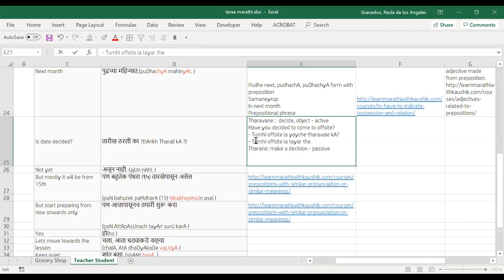Offsite la, yaila. Are you ready for coming? Yaila. Tayar ahatka. Are you ready? Oh, there is no taravale here. No, there is not. Okay. Tayar ahatka. Are you ready for coming? And have you decided to come? Okay. Wow. Like the entire verb form changes if you ask are you ready or have you decided? Because it's not tayara hot ka. Wow.